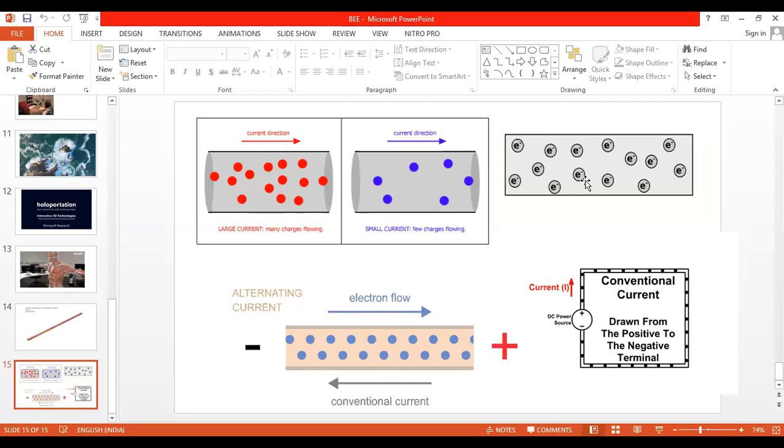So what we do, we connect this particular conductor to a battery. From the battery, we get the energy. So when the battery is connected to this particular conductor, electrons receive the energy from the battery and they start to move from one place to another place.